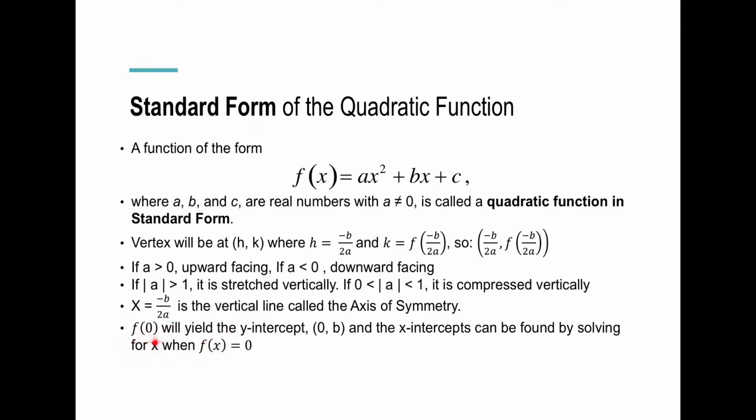And then lastly, just like with all other graphs, if we want to find the y-intercept, we find f of 0. That'll tell me where, since that means we're plugging in 0 for x, that always gives us the y-intercept. And if I plug in 0 for x, well, 0 times b is 0, so we're left with c as the y-intercept. If we want to find the x-intercepts, we find f of x equal to 0, and we solve for x. So we find out where x is when y is equal to 0.